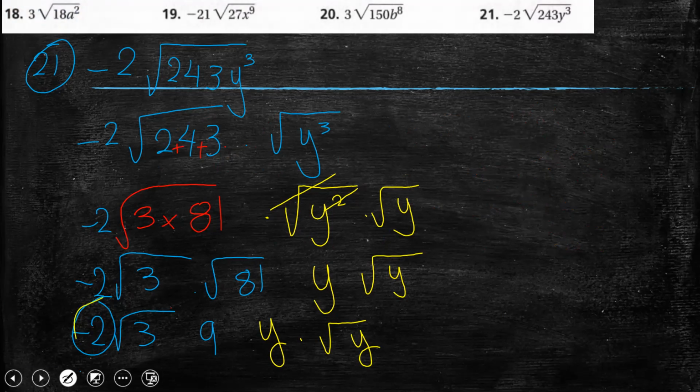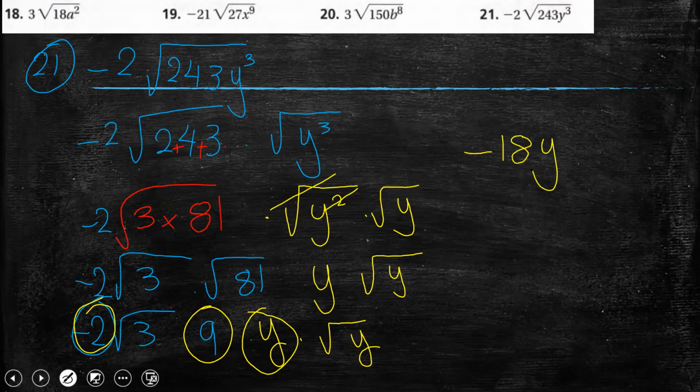Yes. Here, let's combine now the numbers without the square root. What did we have? We have -2, 9, and y. Let's multiply them. -2 times 9, -18. Y. Then, what are the number and the variable under the square root? 3 and y. So I will write them as 3y. So the final answer is -18y times square root of 3y. Is it clear now? Yes, teacher.